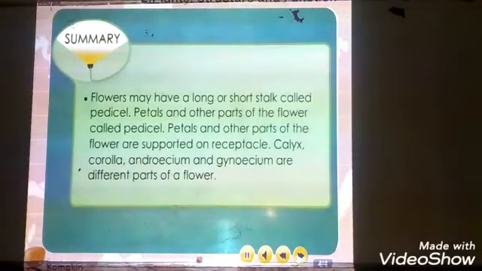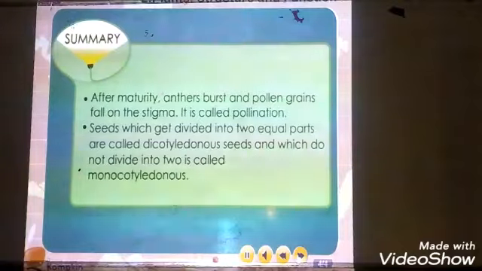Flowers may have a long or short stalk called the pedicel. Petals and other parts of the flower are supported on the receptacle. Calyx, corolla, androecium and gynoecium are the different parts of the flower. After maturity, anthers burst and pollen grains fall on the stigma. It is called pollination. Seeds which divide into two equal parts are called dicotyledonous seeds, and those which do not divide into two equal parts are called monocotyledonous seeds.